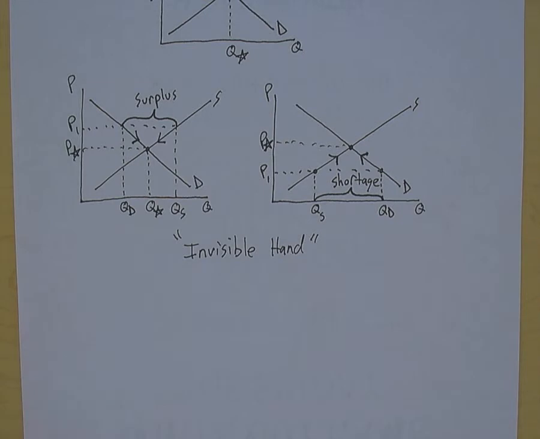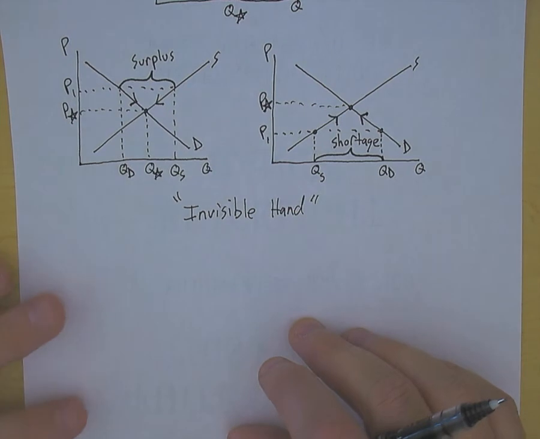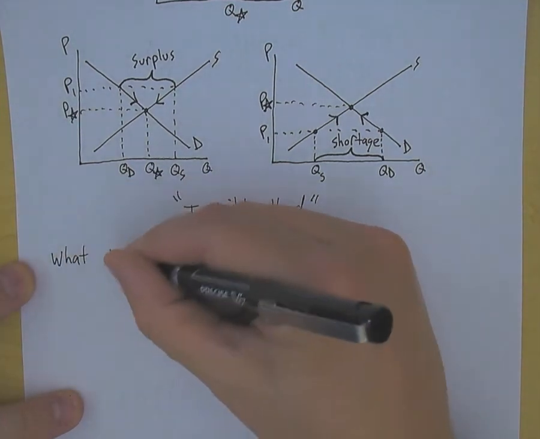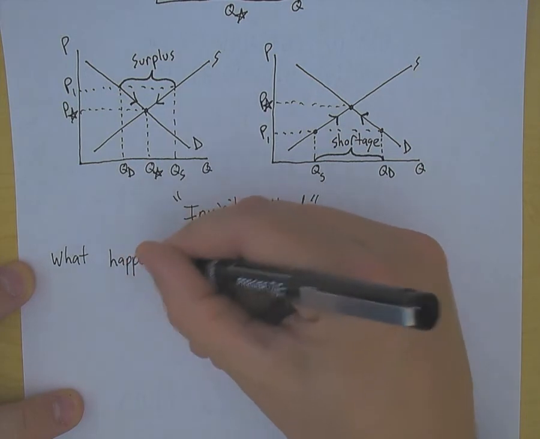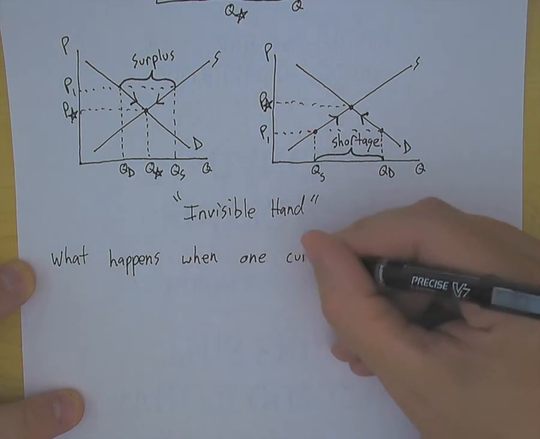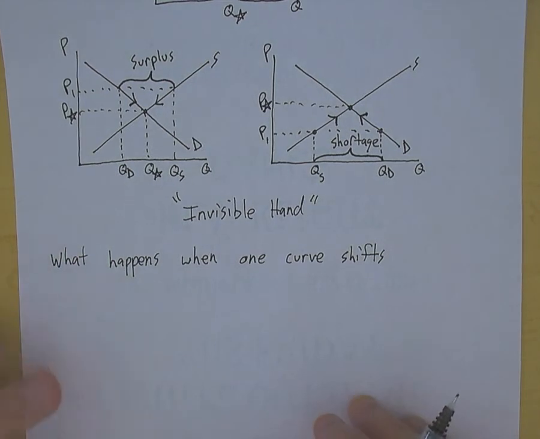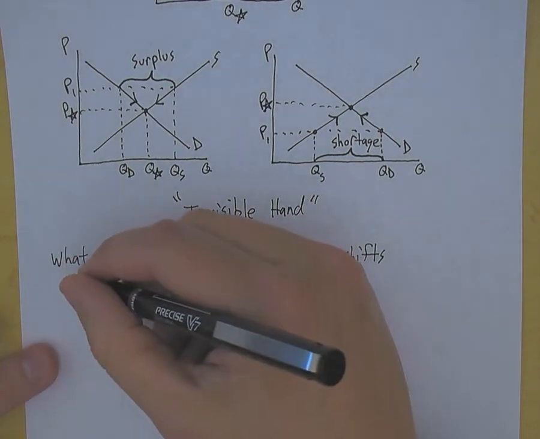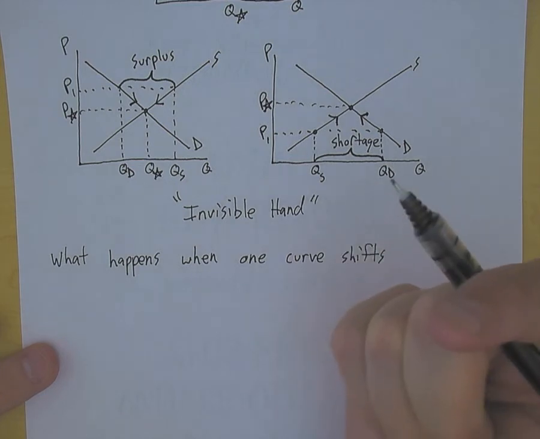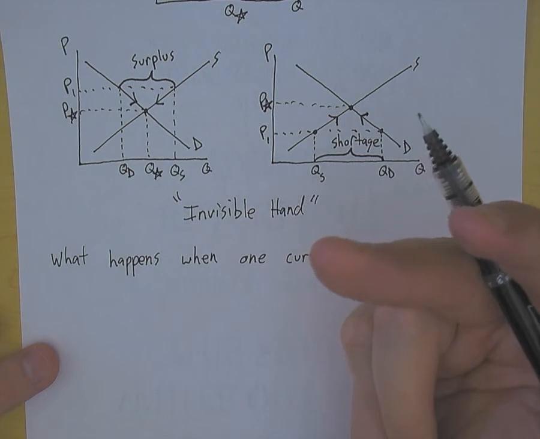So to end with this question: what happens to a market price and quantity when one curve shifts? Mankiw says it's a three-step process. You need to figure out, one, which curve is going to shift; two, which way it's going to shift, left or right, not up and down; and three, what happens to the new price and quantity as a result of this.